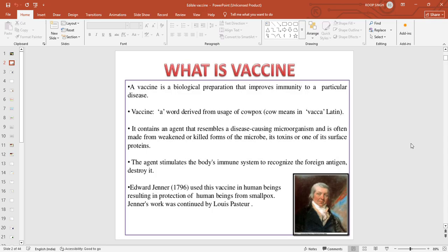A vaccine contains an agent that resembles a disease-causing microorganism and is often made from weakened or killed forms of the microbes, or its toxin or one of its surface proteins. The agent stimulates the body's immune system to recognize the foreign antigen and then destroy it, and protects the body. Edward Jenner in 1796 used this vaccine in human beings, resulting in protection of human beings from smallpox.